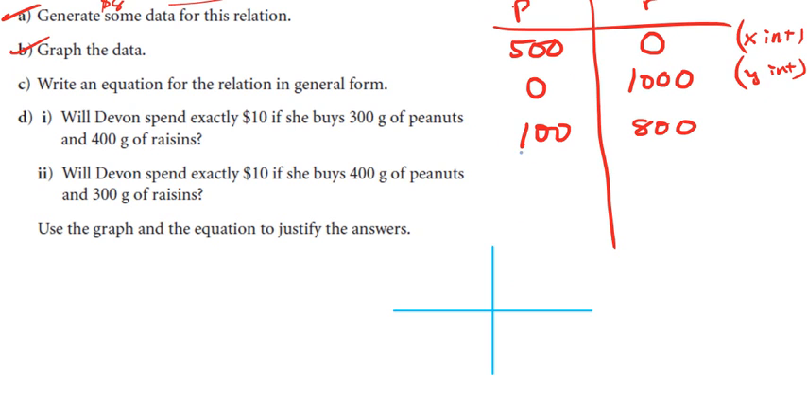Now we have to look at our scale. So the peanuts, let's make that the x. Okay? So P is the x-axis and R is going to be the y-axis. And peanuts go from kind of 0 to 500 here. So let's do that, 0, and let's make this 500.